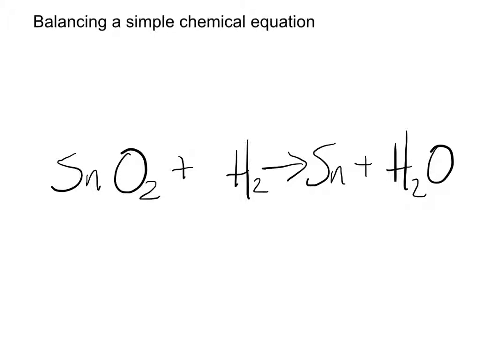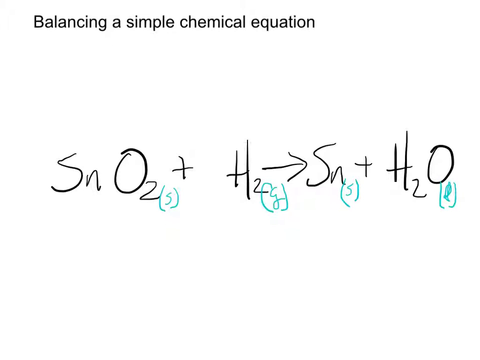So for instance, tin oxide, which is on the left-hand side, we could give it an S to say that it's a solid. The hydrogen is a gas, so we'll give it a little G inside parentheses. The tin that we make is a solid. And then the water that we make in the end is a liquid. So I'm going to give it a little L.